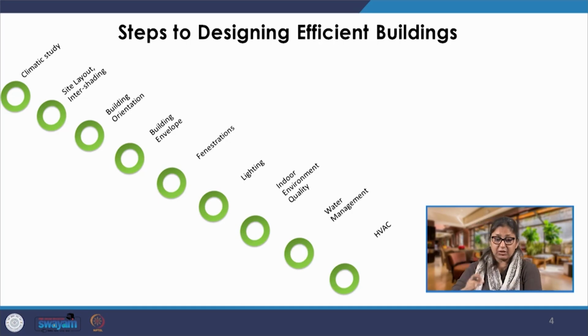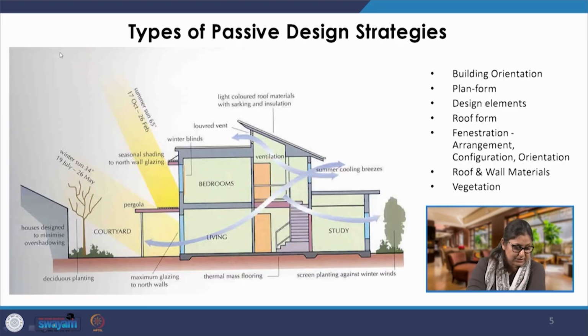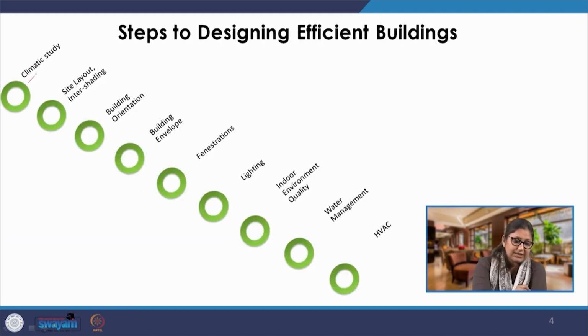Let us first look at what are the different steps if we have to design efficient buildings and if we have to reduce the energy consumption, the operational energy consumption in the buildings, thereby resulting in reduction in GHG emissions. So, the first step for that is climatic study. The first step for this is climatic study.